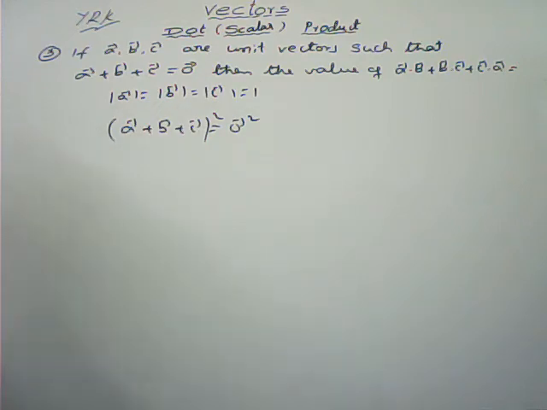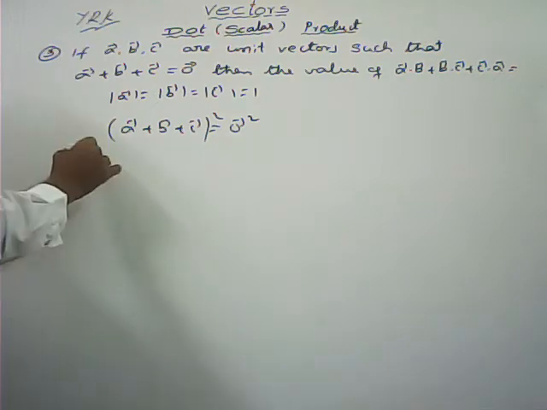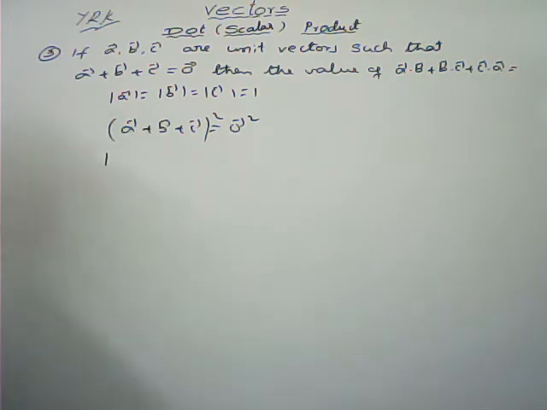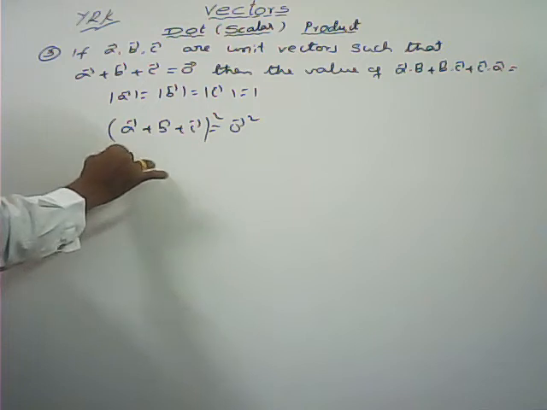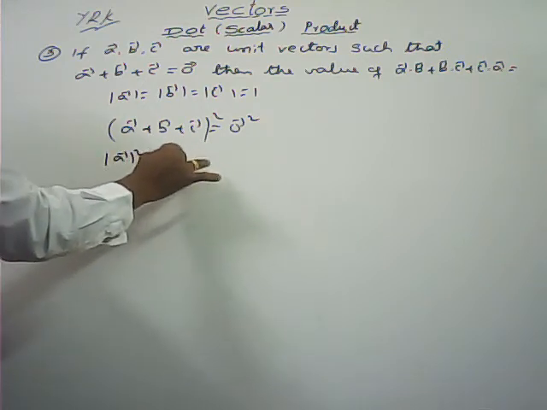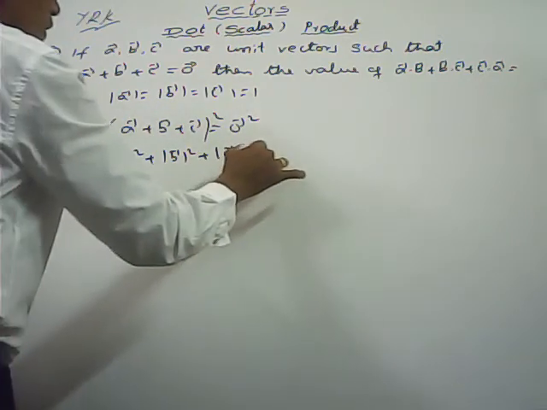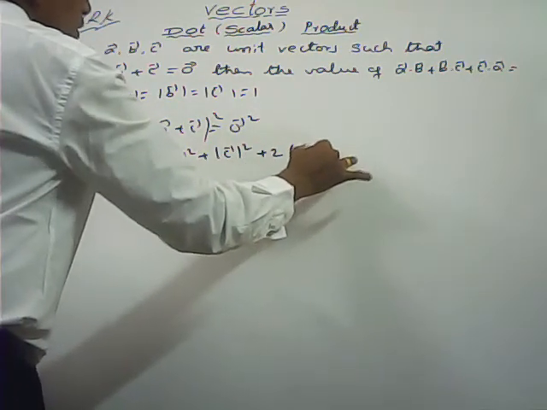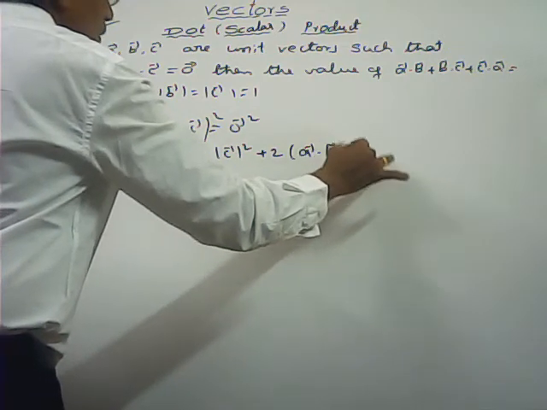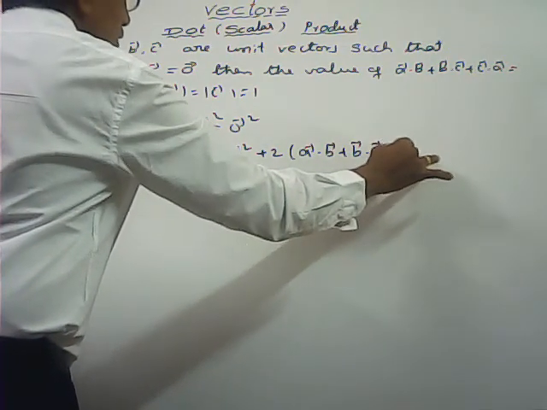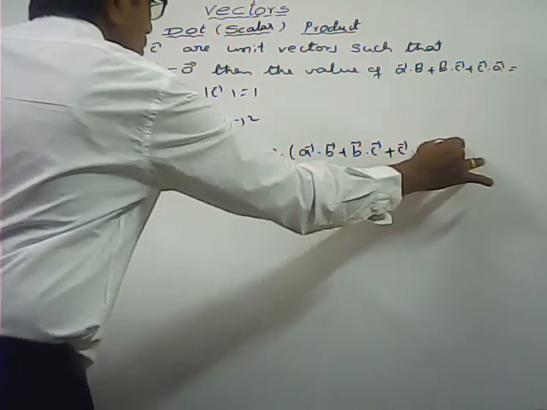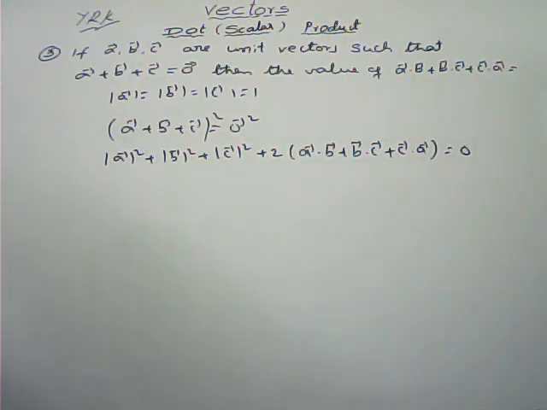So (A bar plus B bar plus C bar) dot (A bar plus B bar plus C bar), by expanding that one we can get A bar dot A bar, that is modulus of A bar square, plus modulus of B bar square plus modulus of C bar square, plus 2 into (A bar dot B bar plus B bar dot C bar plus C bar dot A bar), that is equal to 0. By squaring on both sides, 0 bar dot 0 bar, that is modulus of 0 bar square, that is 0.